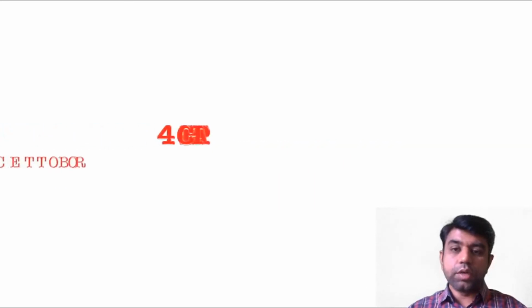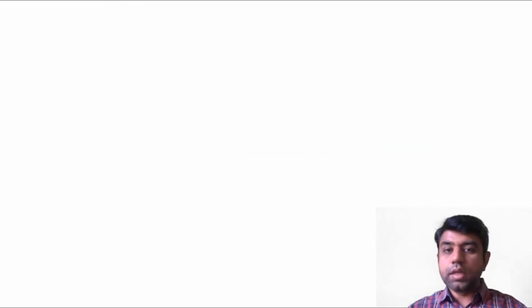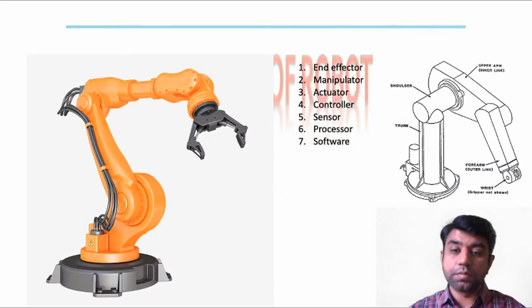In today's lecture, we are going to continue with the earlier topic, that is robot technology. In the last class, we have discussed the different laws of robotics and the different generations of robotics. Now let us move further and understand the basic anatomy or the different elements of the robot.